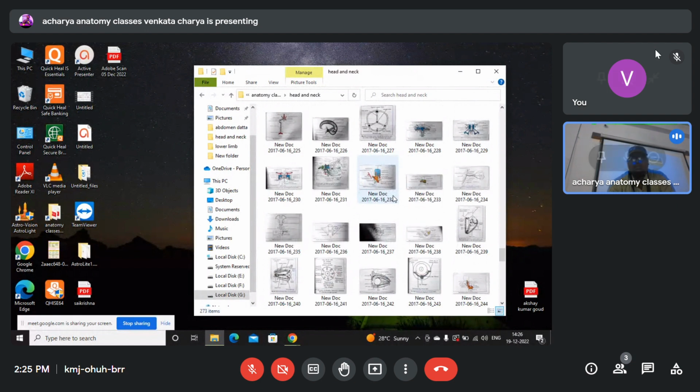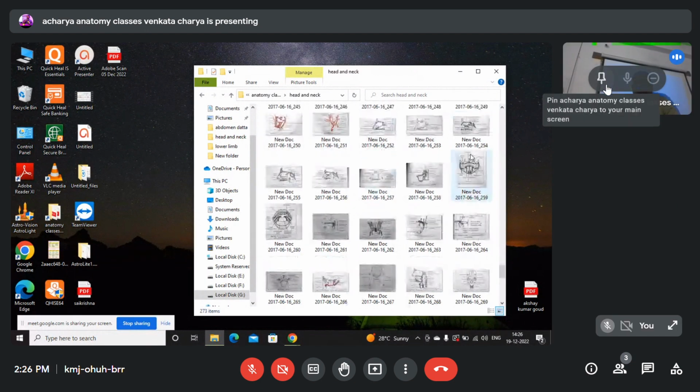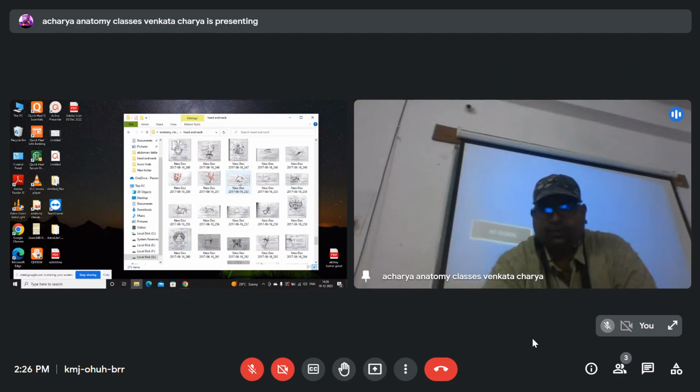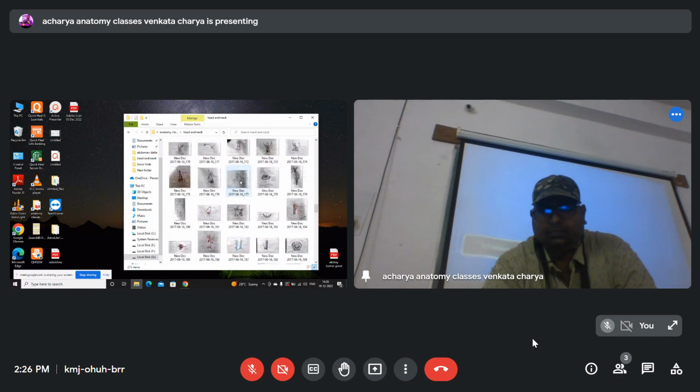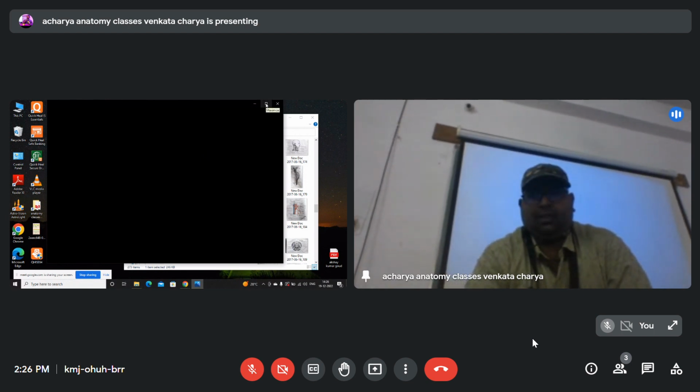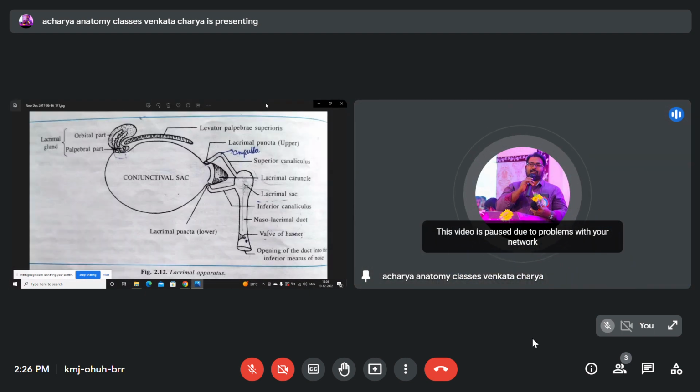Tongue finished? Yes, sir. Tongue. Nasal septum also finished, no? Cranial nerves are complete, right? Yes. Apparatus? No. So lacrimal apparatus is a 4 marks question. 4 marks. Lacrimal apparatus.